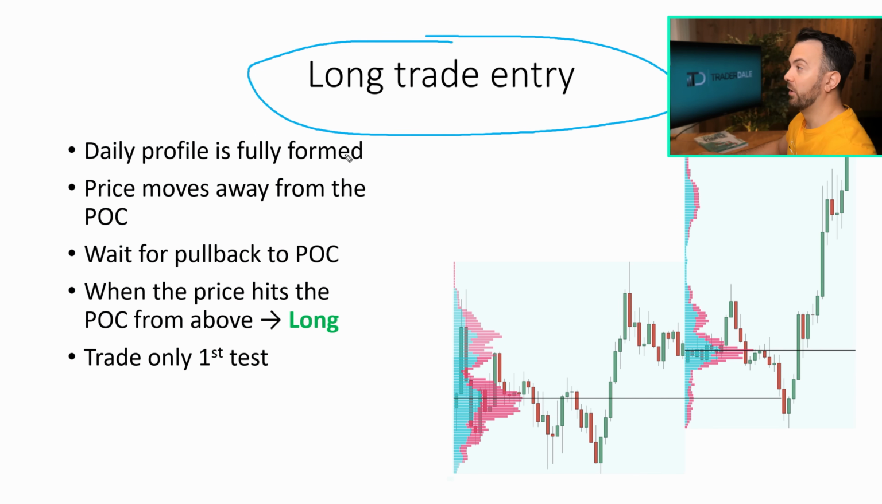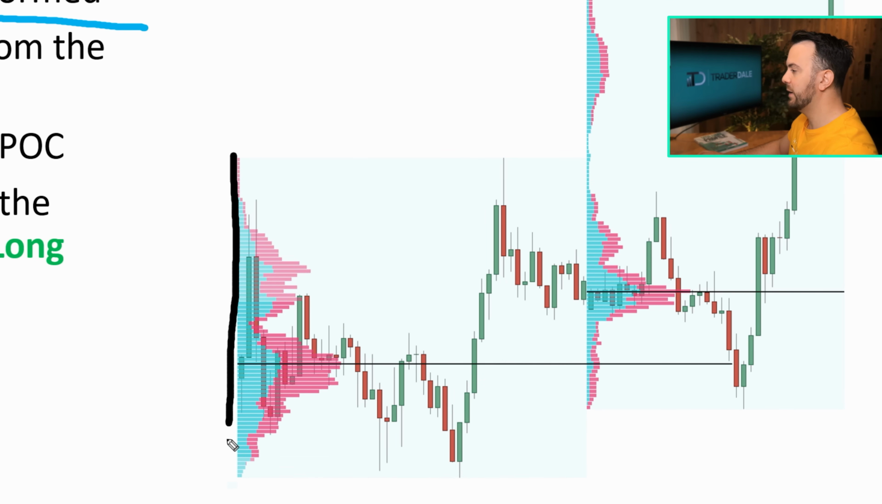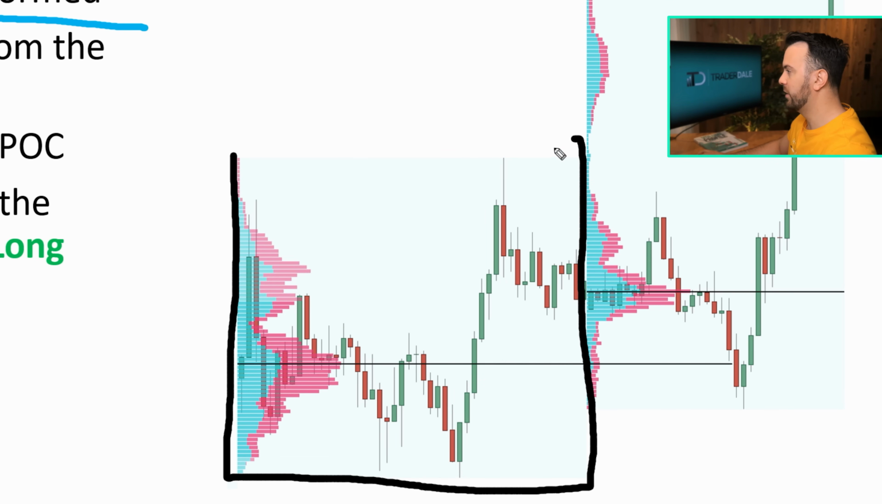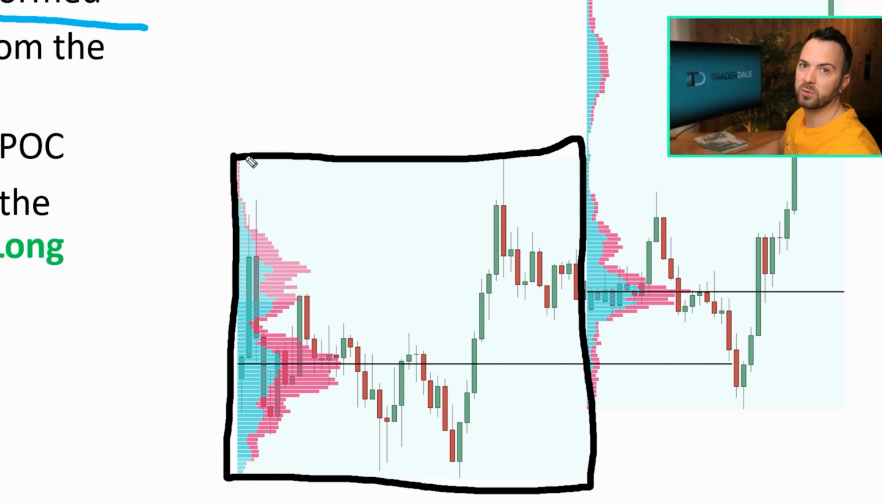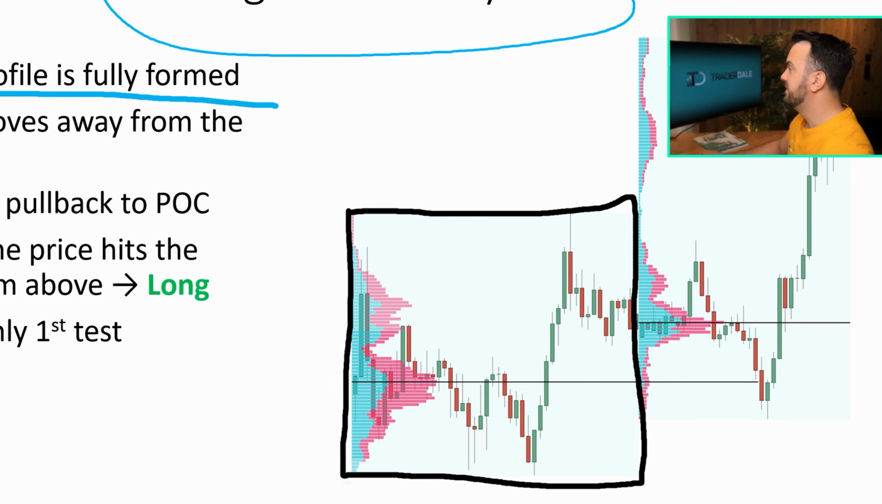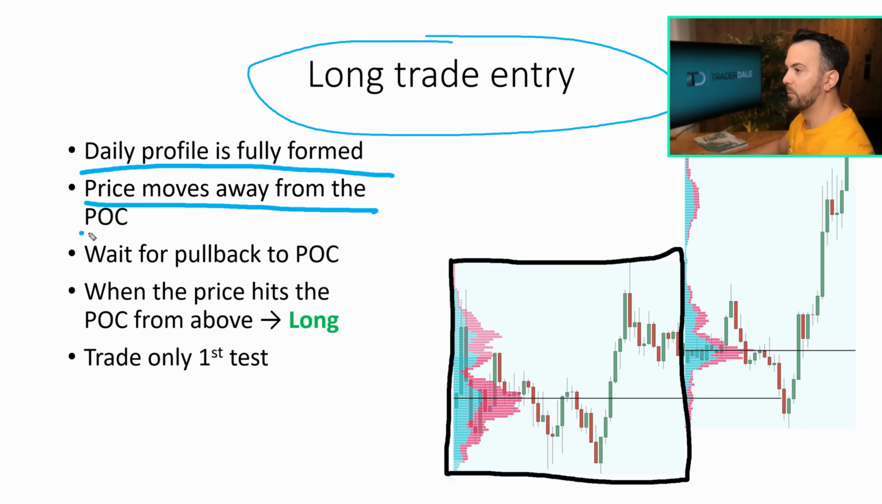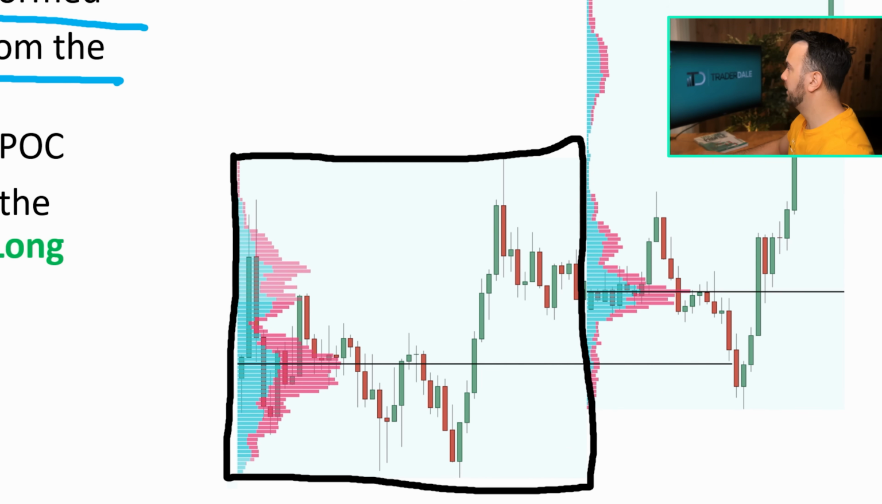So the first step for the long trade entry is wait until the daily profile is fully formed. So if you look at this picture, you need to wait until the day is over, until you see how the volumes were distributed throughout the whole day. Next, price moves away from the point of control. So as you can see on this chart, the point of control line is this black line here. And you need to wait for the price to move away from this.